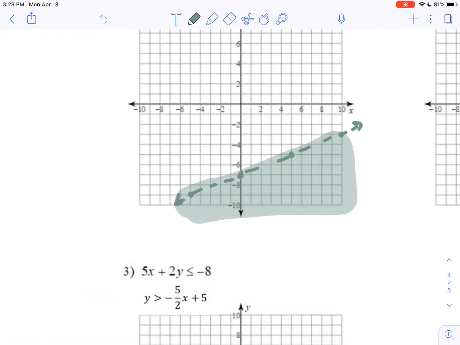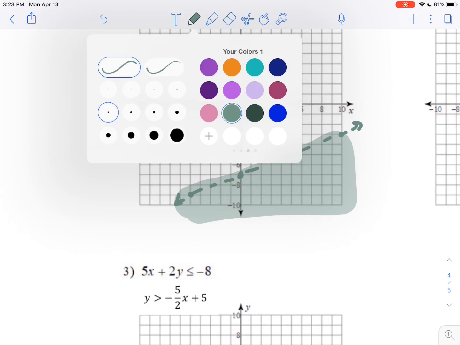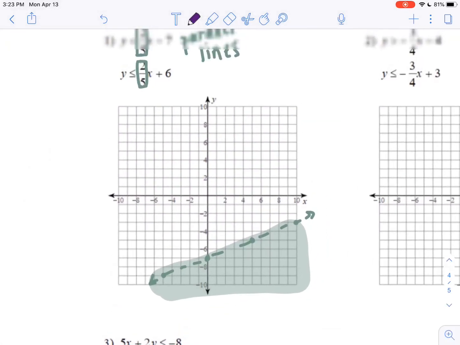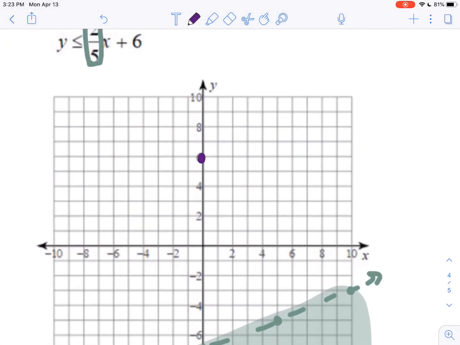And then I'm going to graph the second one in purple. So starting point +6, slope is 2/5. So up 2 to the right 5, up 2 to the right 5, or I could go down 2 to the left 5. And this one does have a line underneath, so I'm going to draw a solid line all the way through.